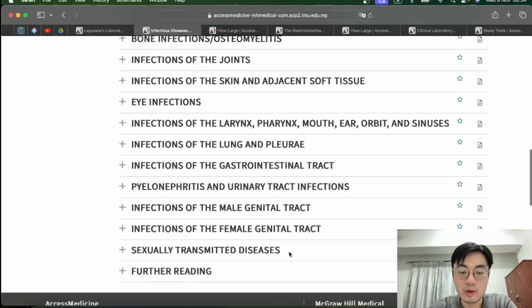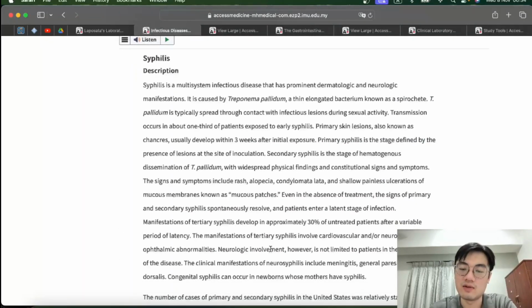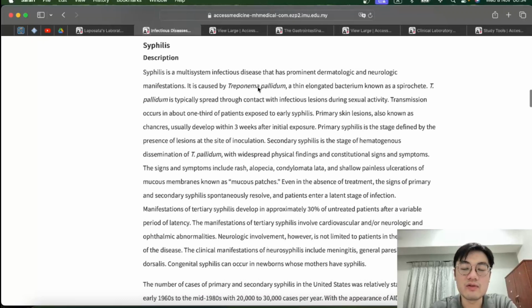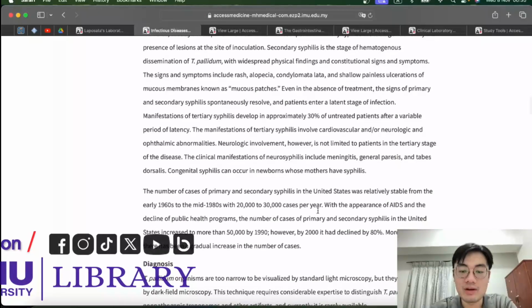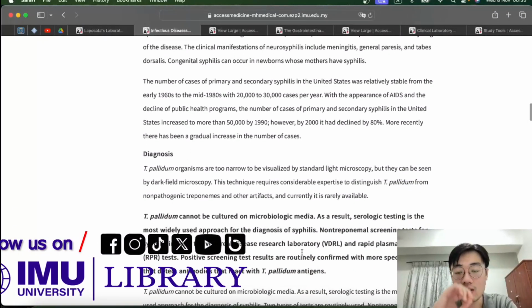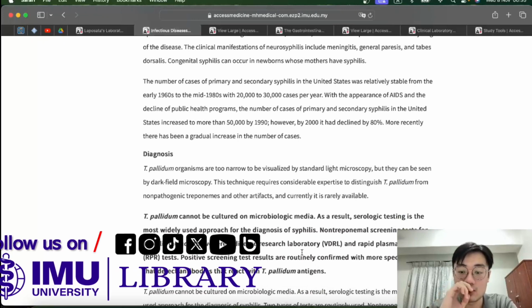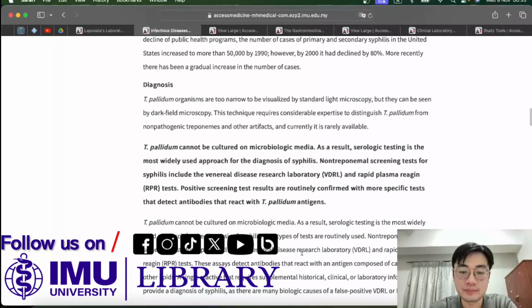So for example, when we look into sexually transmitted disease, the first one that comes up is syphilis. It will give a brief description about what syphilis actually is and what causes syphilis. Then it will also give the clinical manifestations, and after this it will go into the main part of this book, the diagnosis. So how is it actually diagnosed? The Treponema pallidum bacterium, how is it diagnosed?